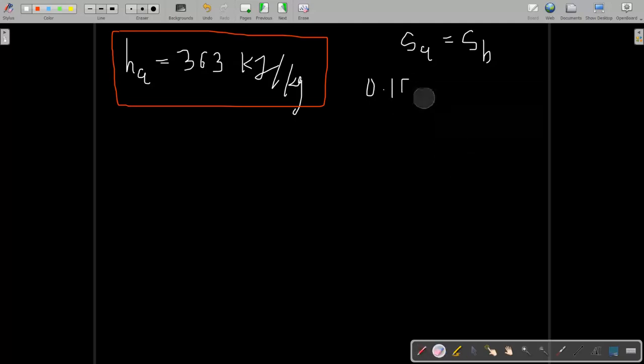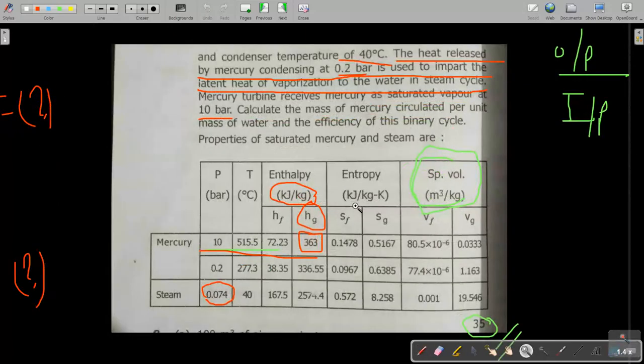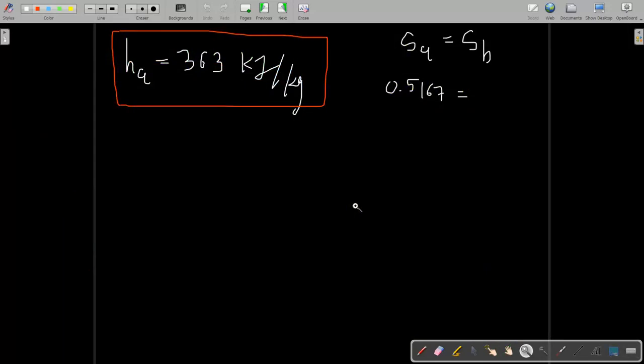you can see this value. If you are solving simultaneously, then I request you to first take a screenshot of this question. I am zooming in for you. Just take the screenshot and then start solving.